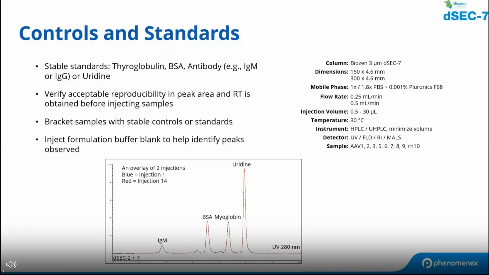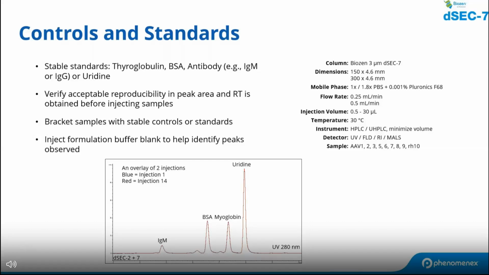Now, for myself, when I develop these methods and create the sequence of injection, often I would use these controls to inject right in the beginning after I've set up my system and make sure that these injections of these controls produce high enough reproducibility in both peak area and retention time before I start injecting and analyzing my samples. In addition, after I do that initial check and start running my samples, I would continuously bracket my samples with these controls.